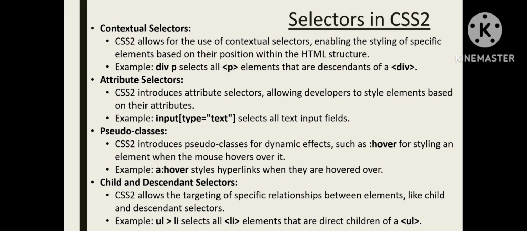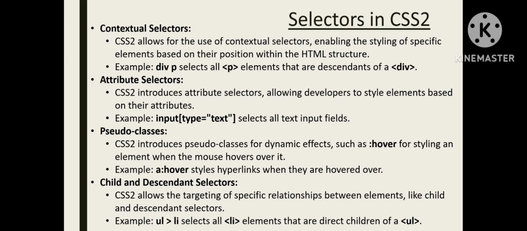Second is attribute selectors. These selectors are used to style elements based on their attributes. For example, जैसे यहाँ पे लिखा है input then type text. It will select all the input fields whose type is declared text, and then you can add whatever properties you want to edit.